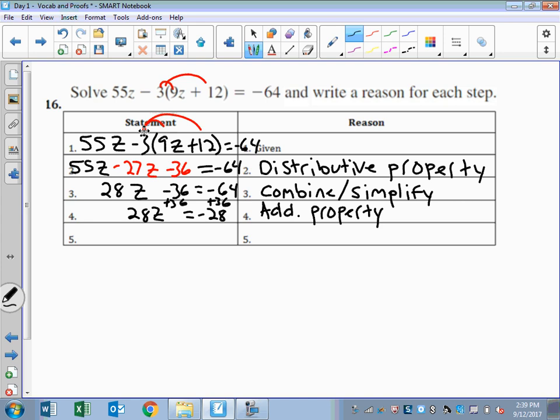And finally, we would divide both sides by 28. And we would get z equals negative 1. And we got that by doing the division property. So that is all for that proof. Now we're going to move on to something a bit more complex. We're going to talk about some actual geometry proofs.